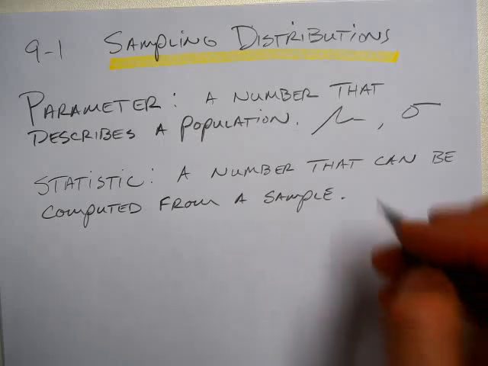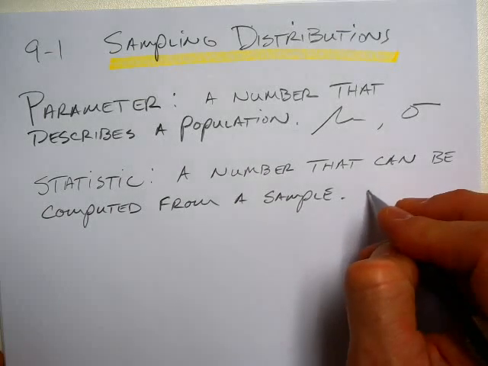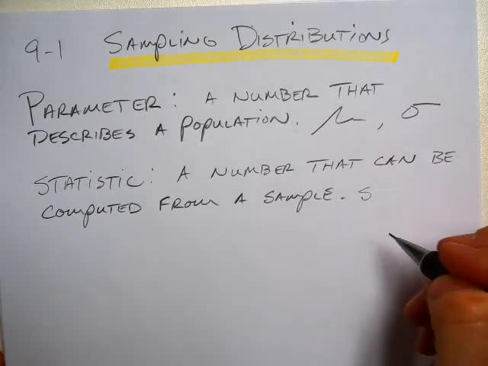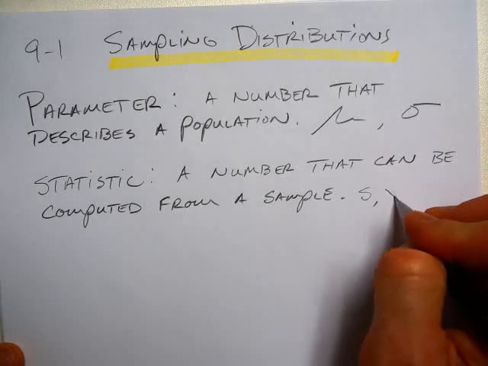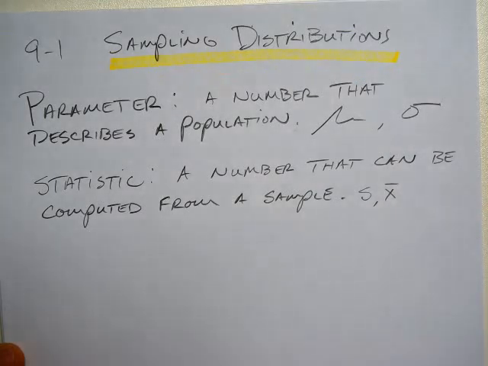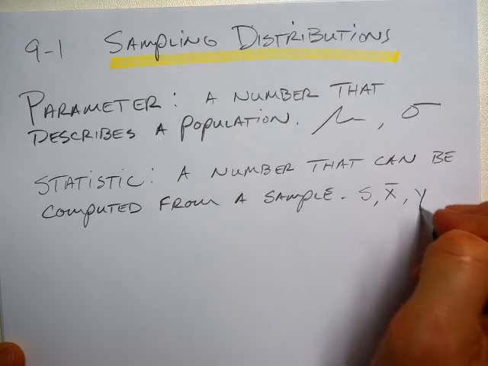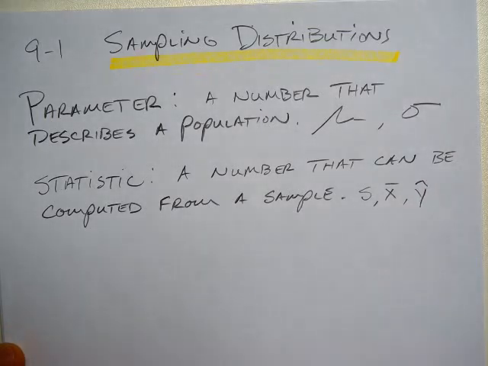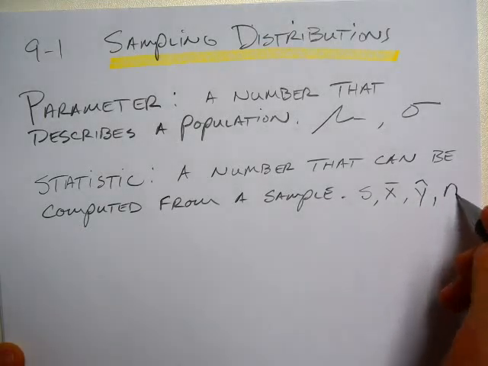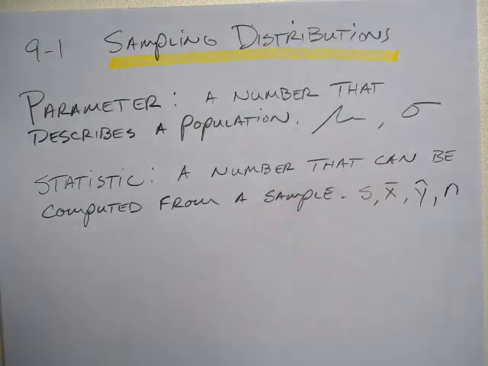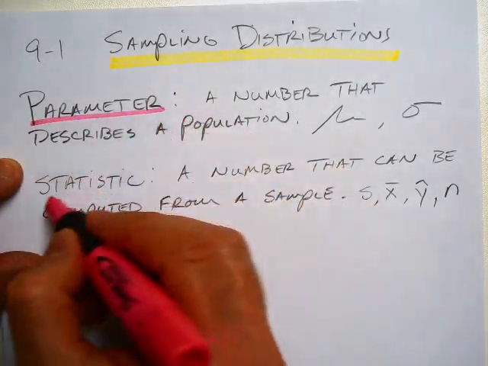Examples of statistics. Again, stuff we haven't used in a little while, but we're going to be using them again. S, or S sub x, remember, that's your standard deviation of a sample. X bar, that's your mean of a sample. Y hat, that's the predicted output. N. And there are other statistics, of course, too. Those are just a couple of the bigger ones. We'll learn some more about those. So two very big ideas. Make sure you know the difference between a parameter and a statistic.